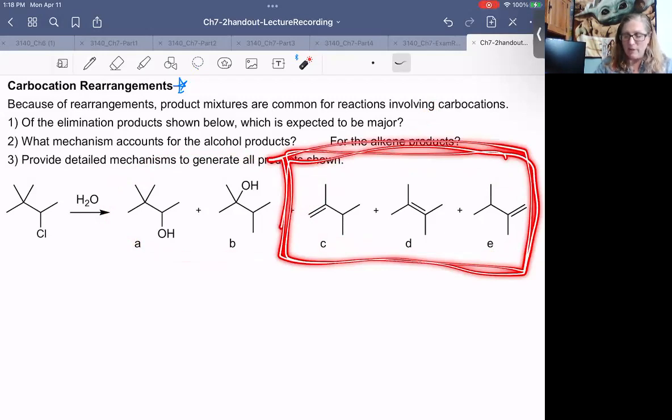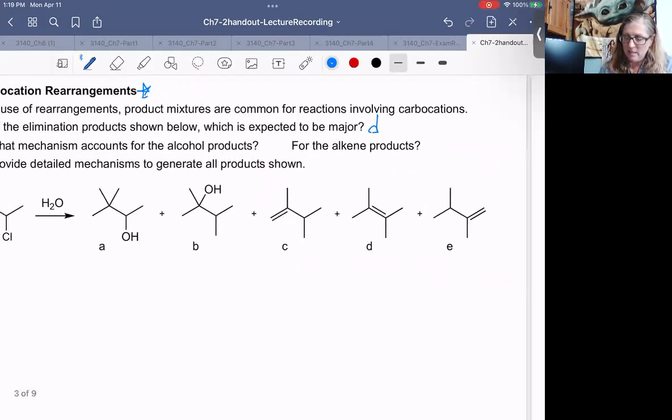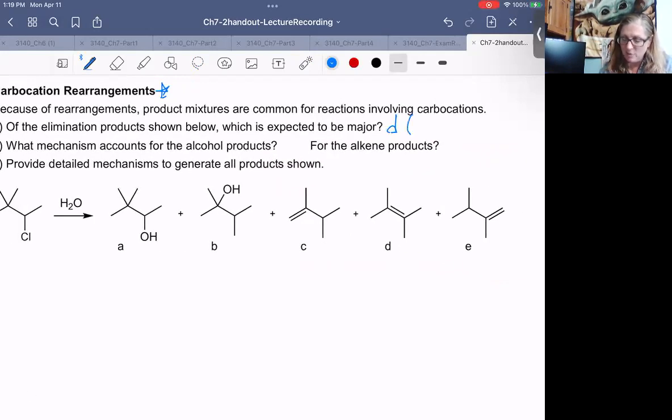The major product is going to follow Zaitsev's rule, meaning it's going to be the most stable alkene possible. So what's the difference in these three alkenes in terms of their stability? Remember, the more substituted alkene is always going to be the most stable. So we have one that is tetra-substituted. It has all four positions of the double bond. All four substituents are carbon groups, so that's going to be the most stable. So D is going to be the major product of all the alkenes, and that's because it's tetra-substituted, and that makes it the most stable.